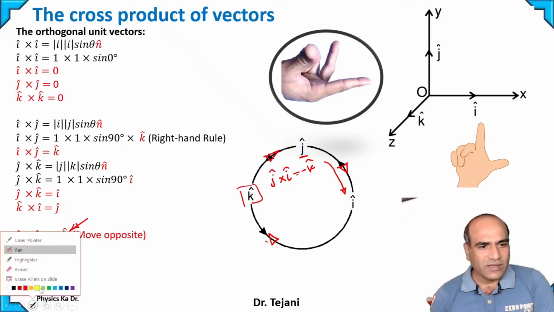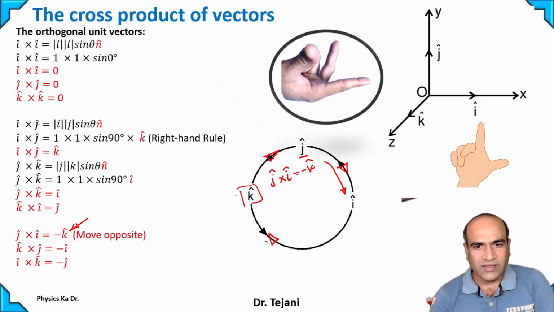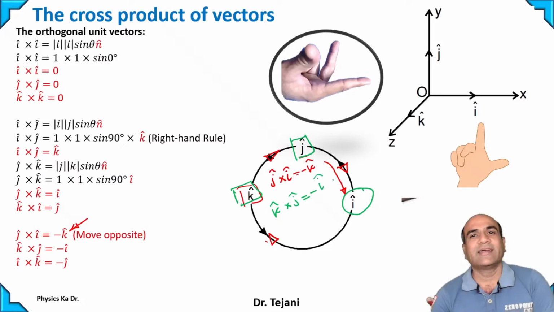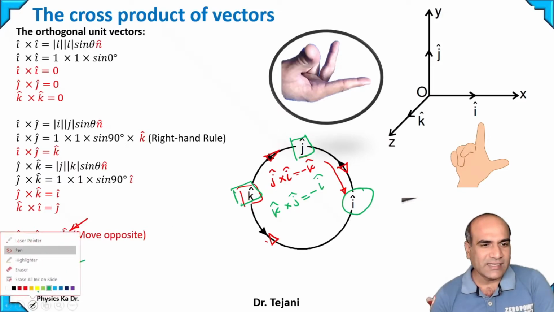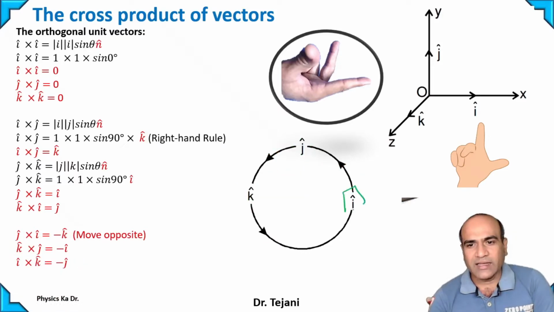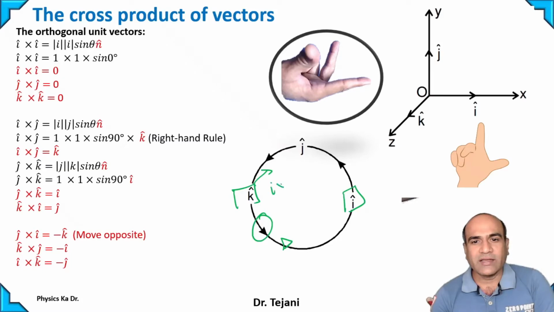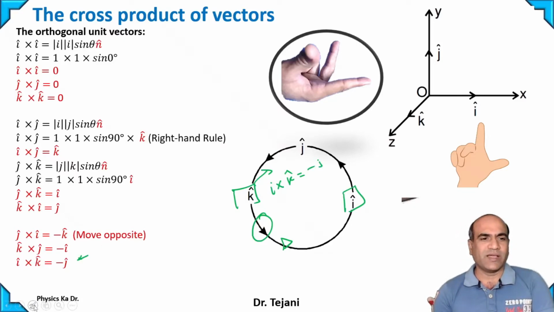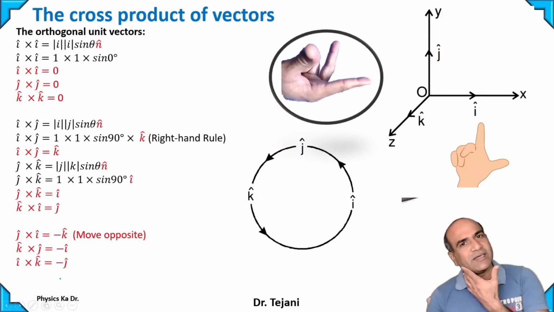Similarly, if you move from k to j, we get i, so k cross j, we are running in the opposite direction, so it is equal to minus i. And for the last one, i cross k, if you see the direction which is opposite rotating, so i cross k is equal to minus j. So this is a very simple method to remember this part.